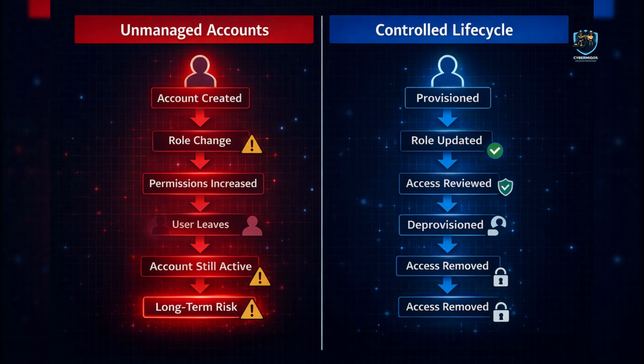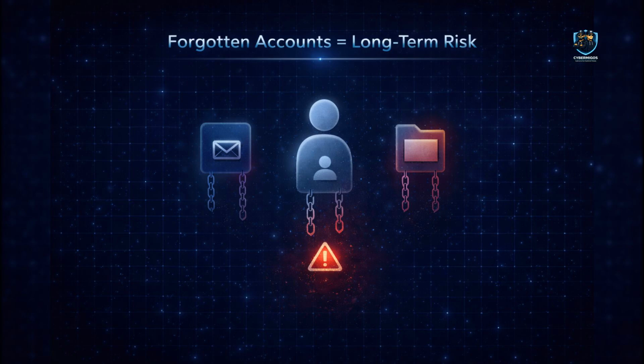Account lifecycle management is one of the most common failure points. Users join the organization, they change roles, and eventually they leave. But access is not always updated correctly. In many environments, leavers retain access for extended periods. Permissions accumulate over time, and accounts are not fully deprovisioned. These orphaned or over-permissioned accounts become long-term risk. Not because they are actively used, but because they are forgotten.